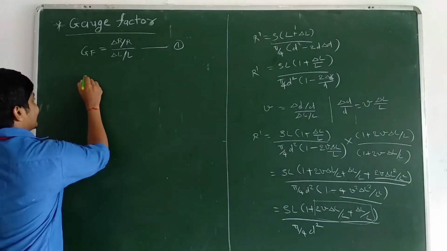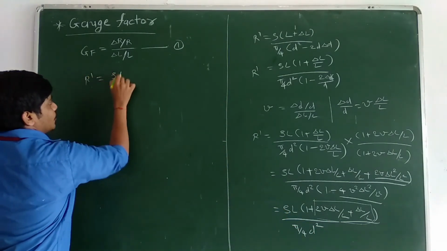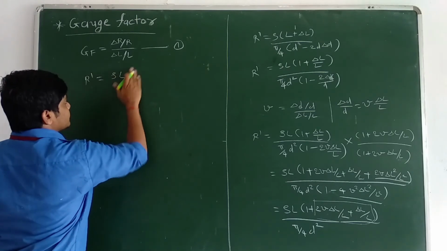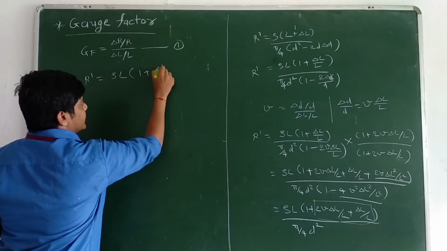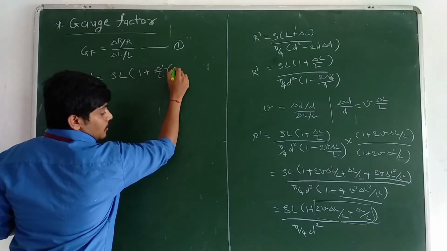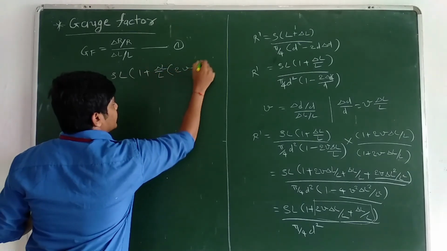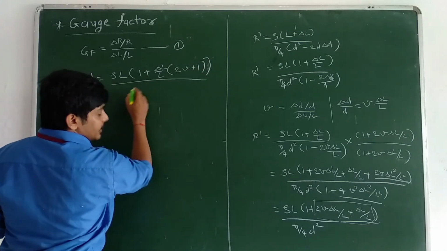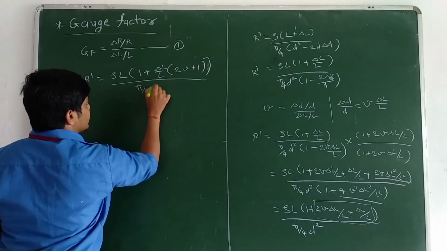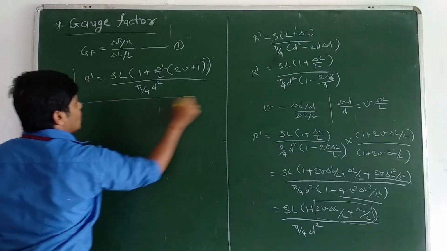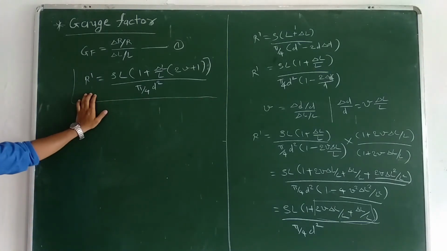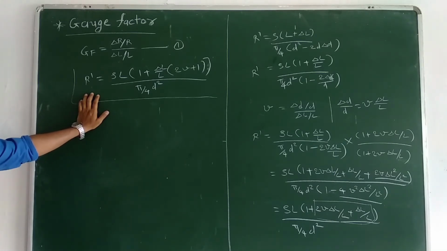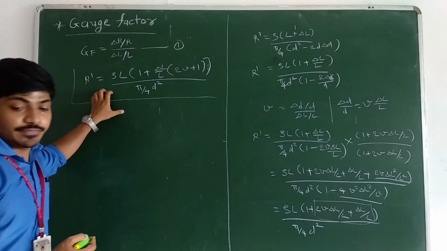So we can write R' = ρL(1 + ΔL/L(1 + 2ν)) / (π/4 d²). This is the equation of change in resistance. Whenever we apply any kind of force, that is tensile or compressive, at that time we can experience this type of change in resistance.